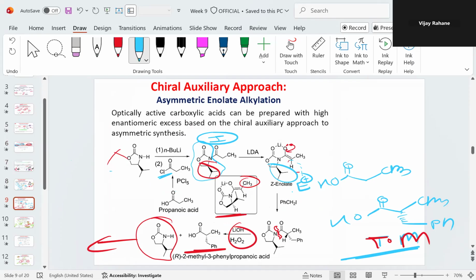Why? Because this step has been done stereoselectively because of the chiral auxiliary. So this is where the chiral auxiliary is used, and these are the three methods. So I hope it is clear now. We'll see some common problems, maybe synthesis problems based on these chiral pool as well as chiral auxiliary methods, maybe in the next video.